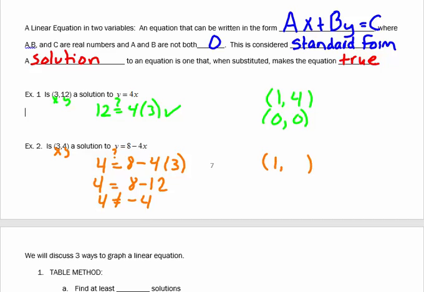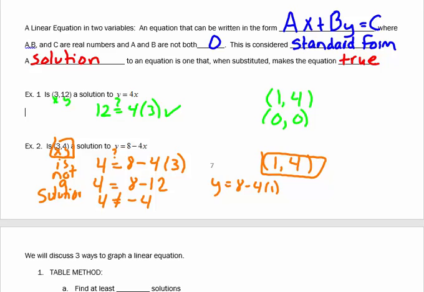If we let x be 1 into our equation, we're going to have y equaling 8 minus 4 times 1. 4 times 1 is 4, and 8 minus 4 is 4. So (1, 4) is a solution, but (3, 4) is not a solution. So if you want to know if something is a solution, plug in the x and the y value and see if it works. If it does, it's a solution. If it doesn't, it's not.